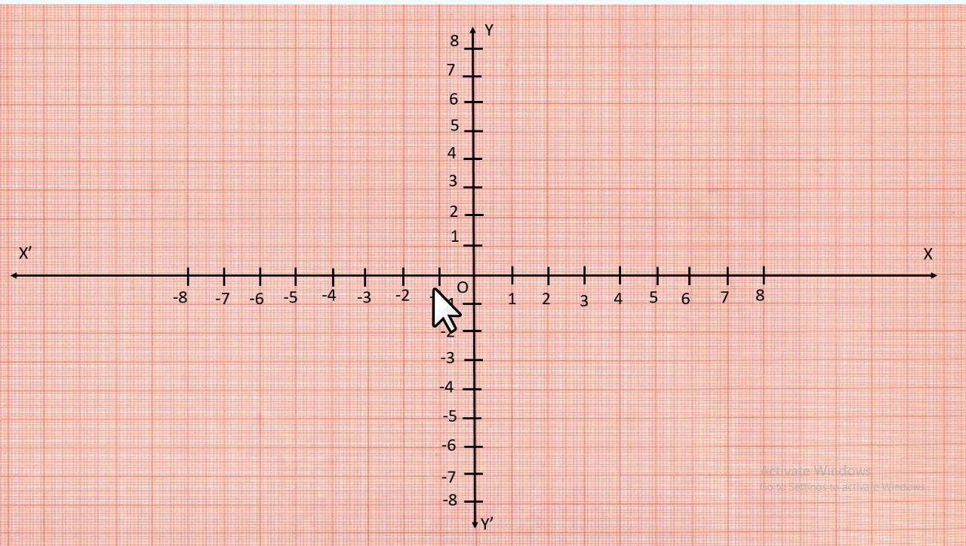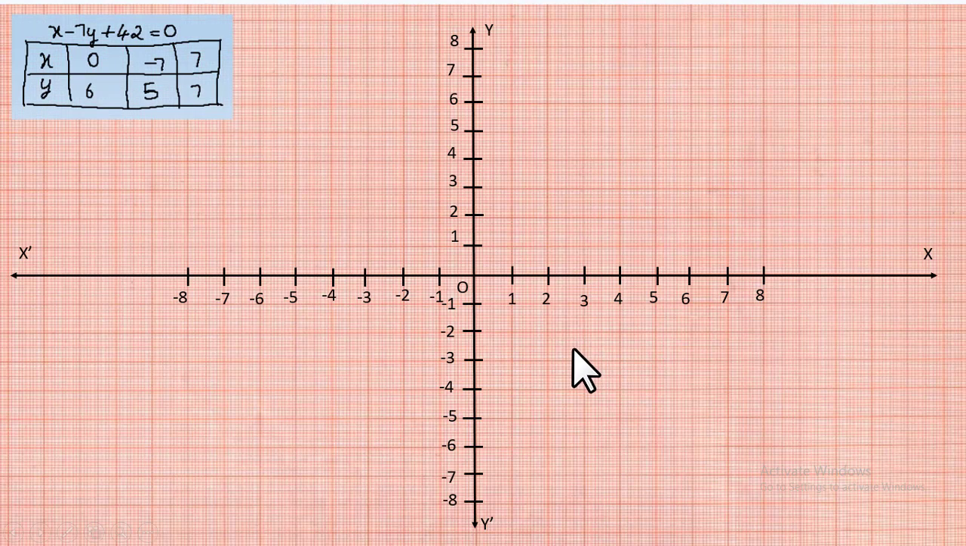This is the x-axis, the horizontal axis is the x-axis, and the vertical axis is the y-axis. Now let us plot the points by taking the values from the table. From equation 1, on the x-axis when it is 0, on the y-axis we have 6. So the x-axis is 0 and the y-axis is 6. So the first point we obtain here. Let us mark this point as A with x equal to 0 and y equal to 6.